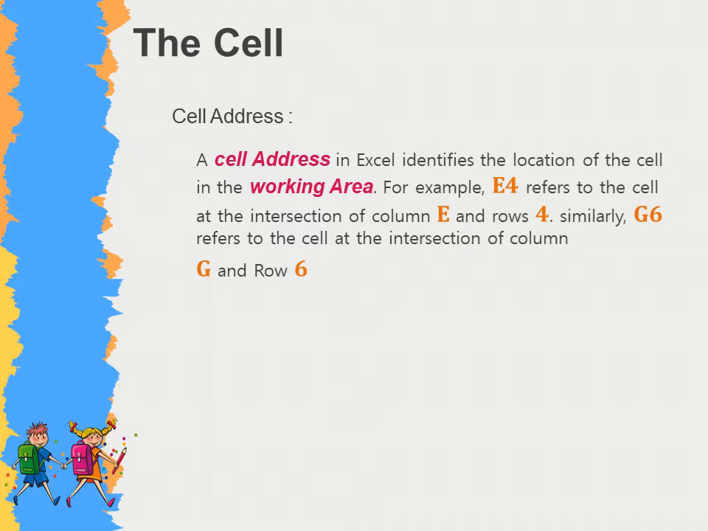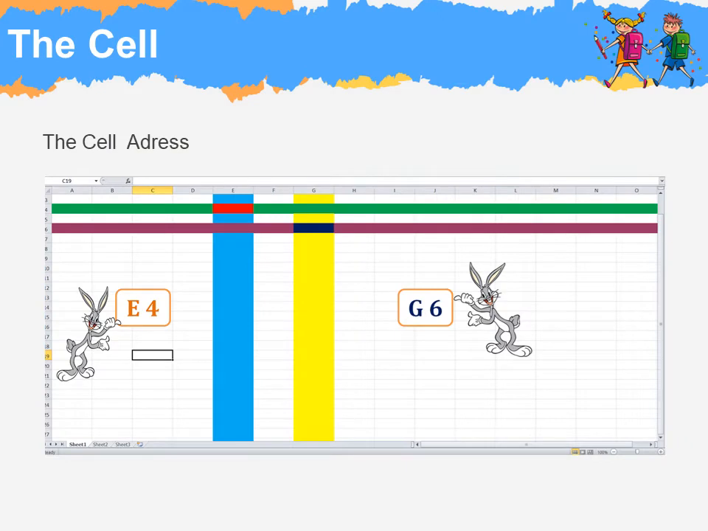A cell address in Excel identifies the location of the cell in the working area. For example, E4 refers to the cell at the intersection of column E and row 4, and G6 refers to the cell at the intersection of column G and row 6. E4 is the intersection between column E and row 4, and G6 is the intersection between column G and row 6.